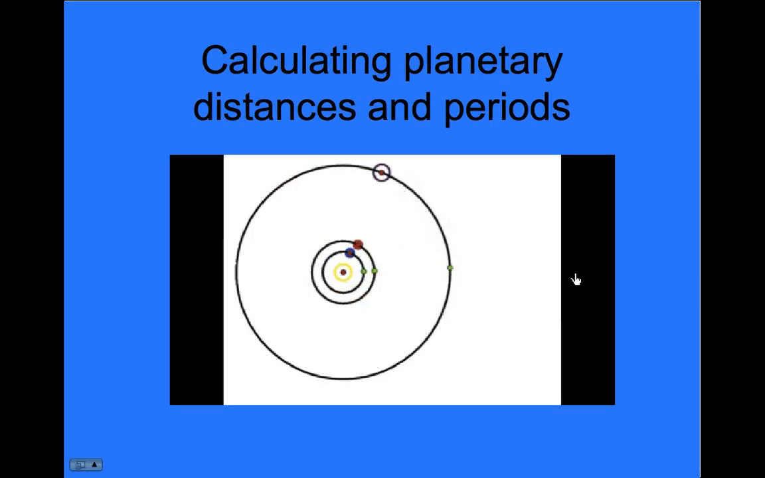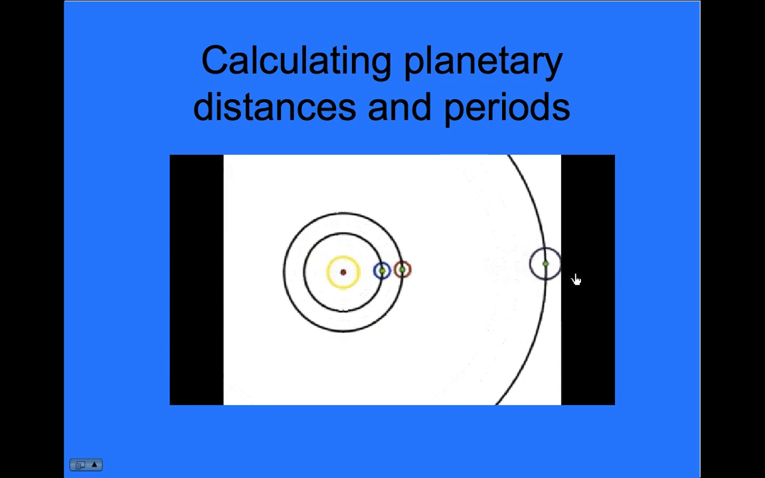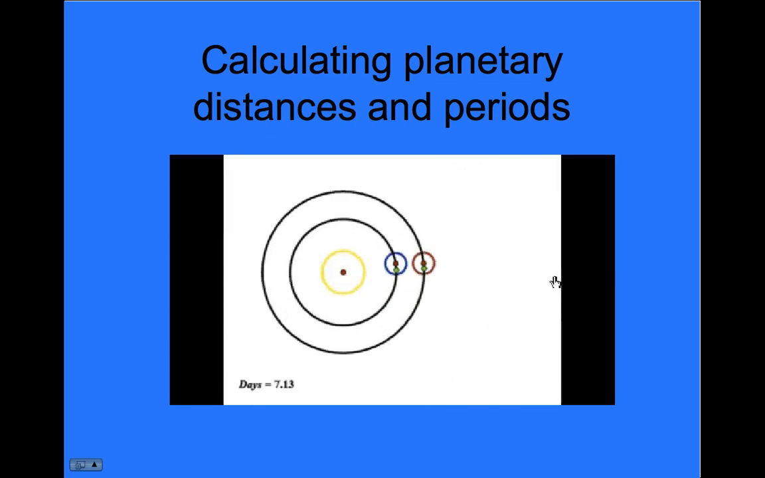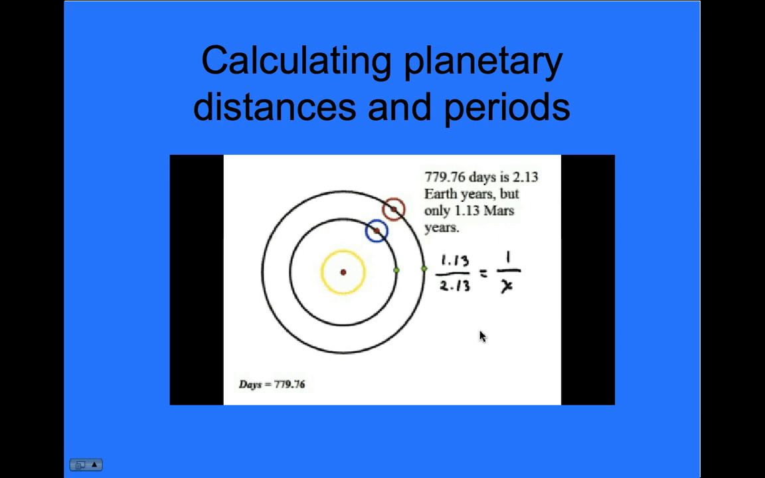So here's everything going. Here's Mars and Earth at opposition, and 779 days later, they are at opposition again, at 2.13 Earth years. But Earth has lapped Mars, so it's really 1.13 Mars years. So 2.13 Earth years is the same thing as 1.13 Mars years. That means a Mars year is about 1.88 Earth years, or 687 days, and it's true.